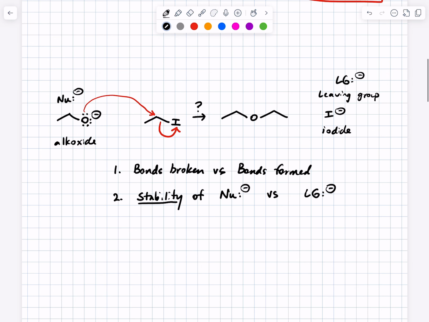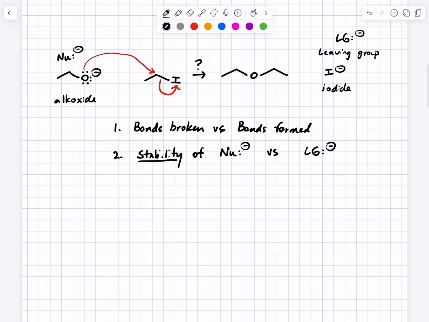In both cases, if the bonds you form are more stable than the bonds you broke, it's favorable. If the leaving group is more stable than the nucleophile, that's more favorable. Okay? So how do we compare the stability, and this is the one we're going to deal with today, of the nucleophile with the leaving group? There's a couple ways we can do that, but let's start with just the evidence.